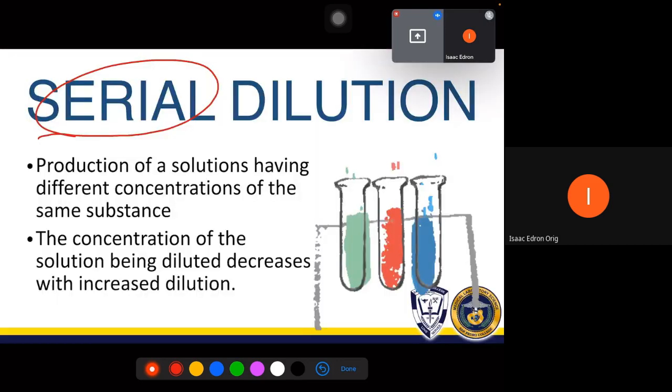Okay, wait lang. Balik tayo. So ganito siya, 'di ba? What if you want to dilute serum, 'di ba? So may serum ka dito, serum. Yan ang serial dilution, ganito kasi siya, guys.